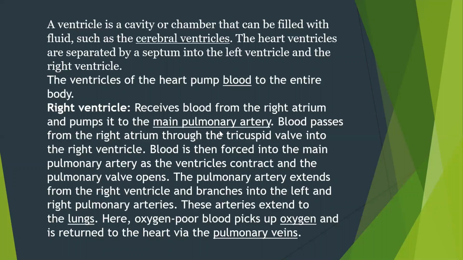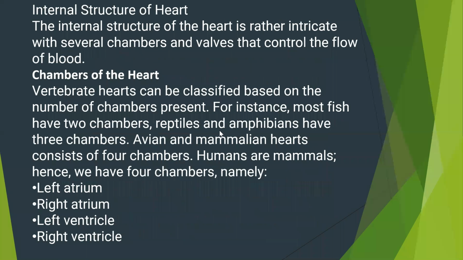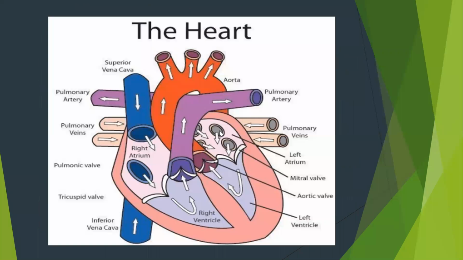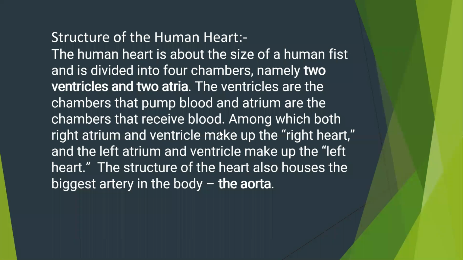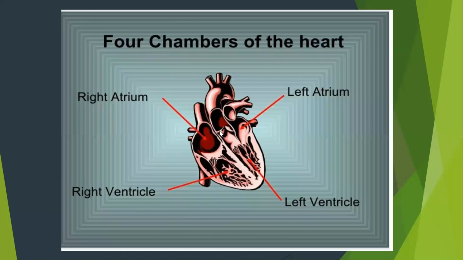So we'll start with the right ventricle. Let me show you with the help of a diagram now. Very simple diagram. Look here, guys. We have the right atrium, the right ventricle, the left atrium, and the left ventricle. We have already read the structure and the function of all these, but now with the help of the diagram, let's see how it is happening.